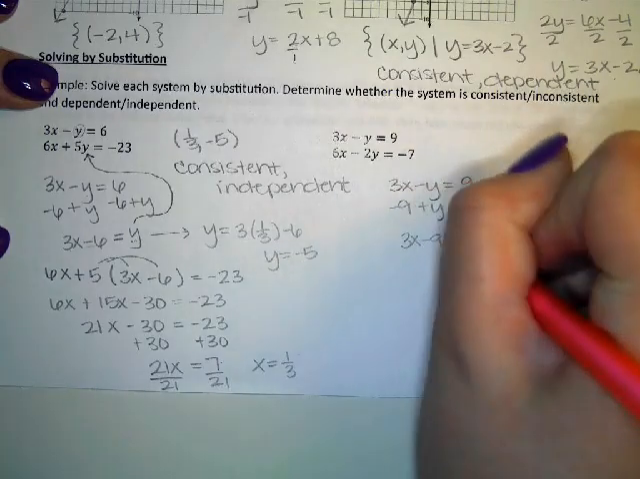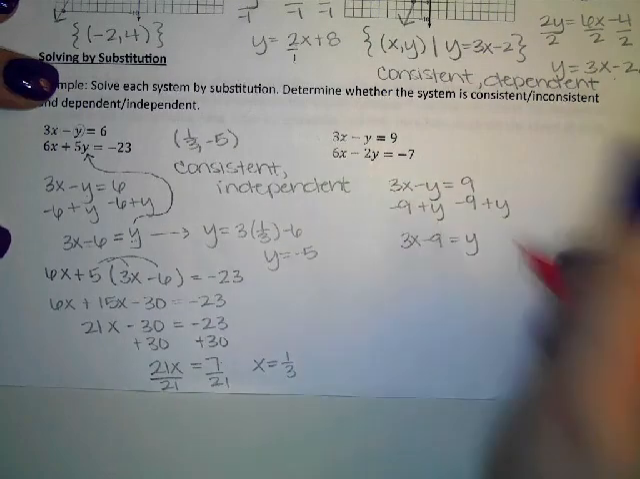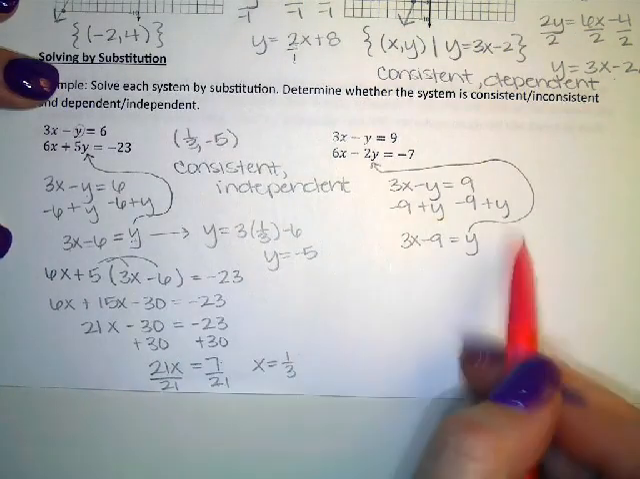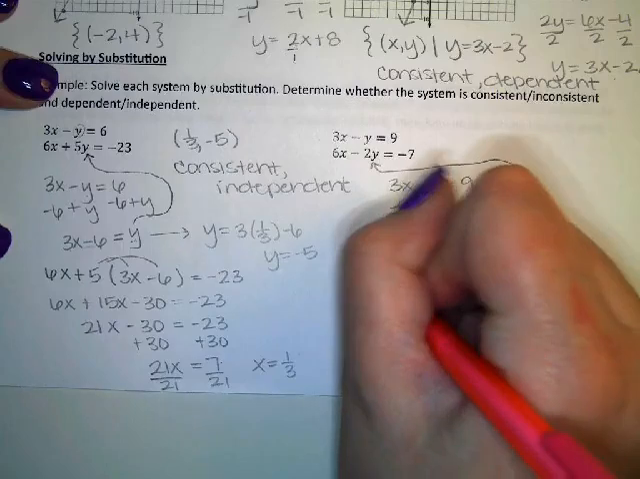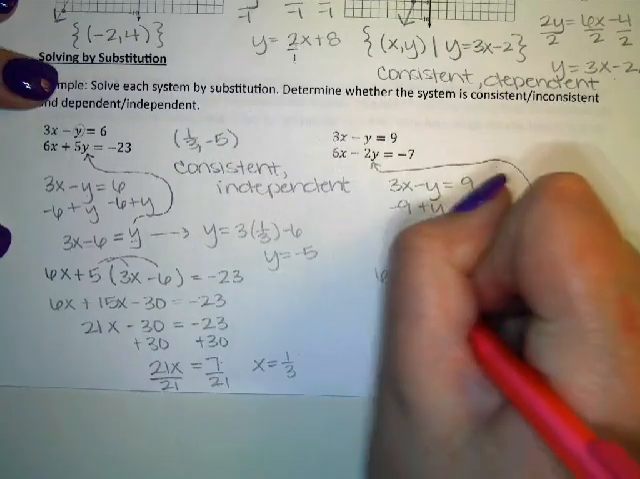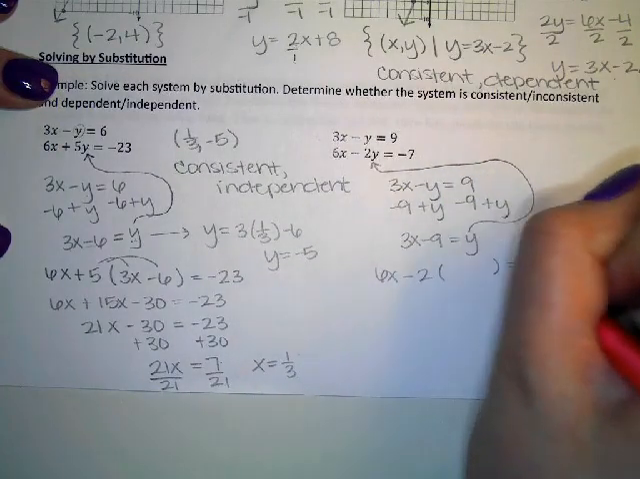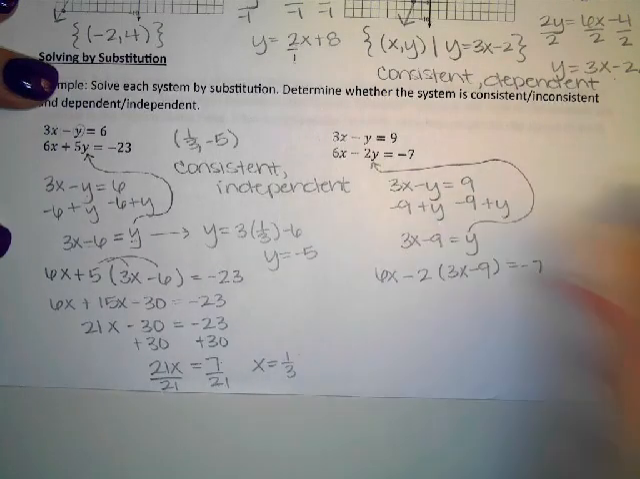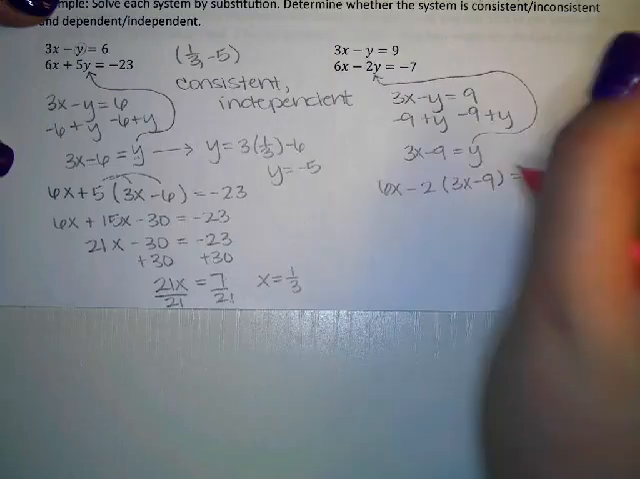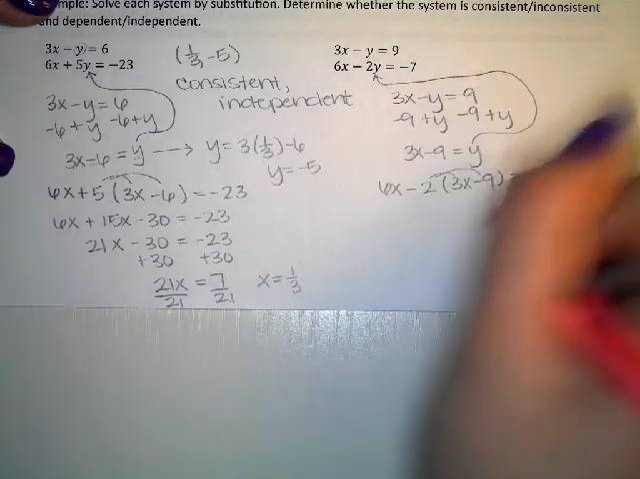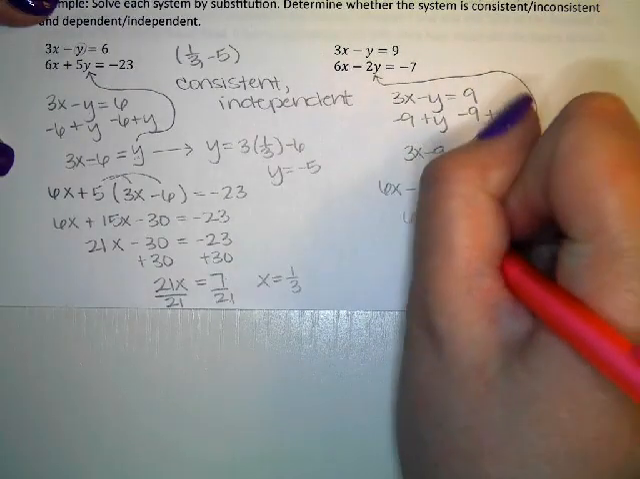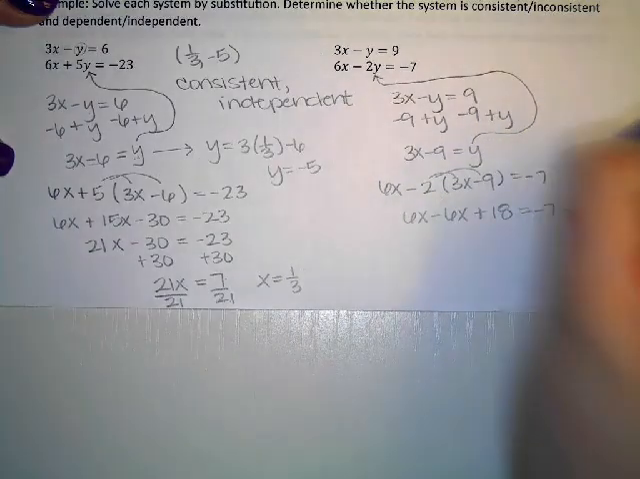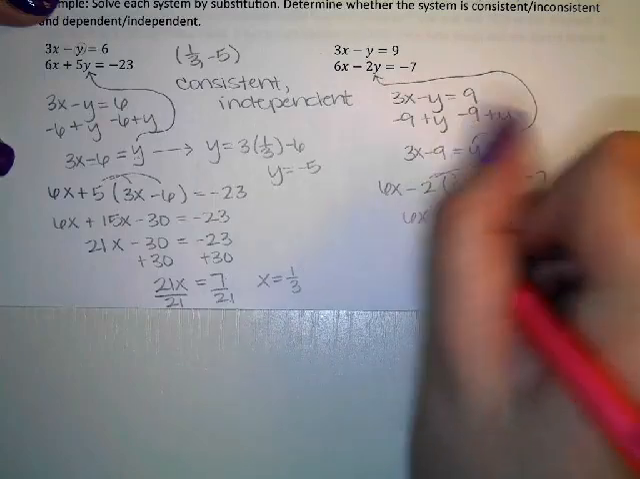And then I'm going to take the y and substitute it into the other equation. So 6x minus 2 times y equals negative 7. y equals 3x minus 9. So that gives me 6x minus 6x plus 18 equals negative 7. And we get, that's just 0. We get 18 equals negative 7.